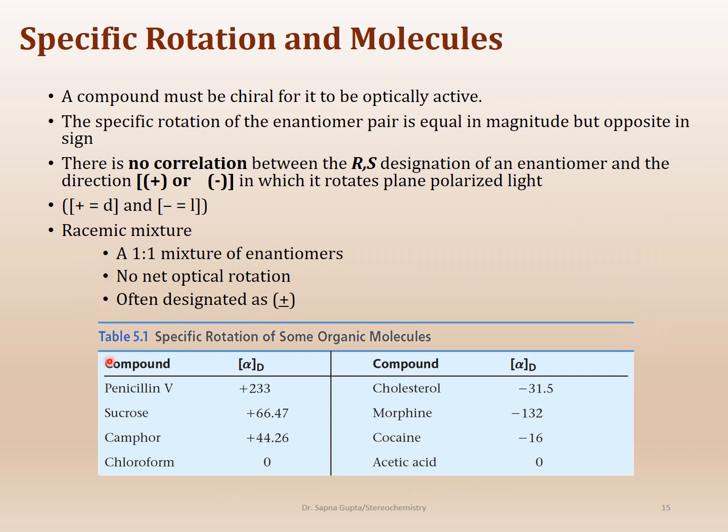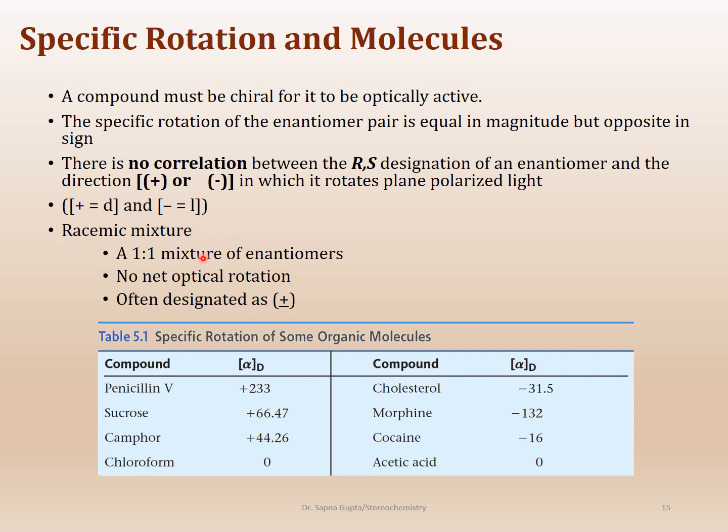Here's another example of some molecules which have optical rotation. And again, I made it clear here, okay, there's no correlation between R and S and the pluses and minuses. One term that I want you to learn from this slide is racemic mixture.